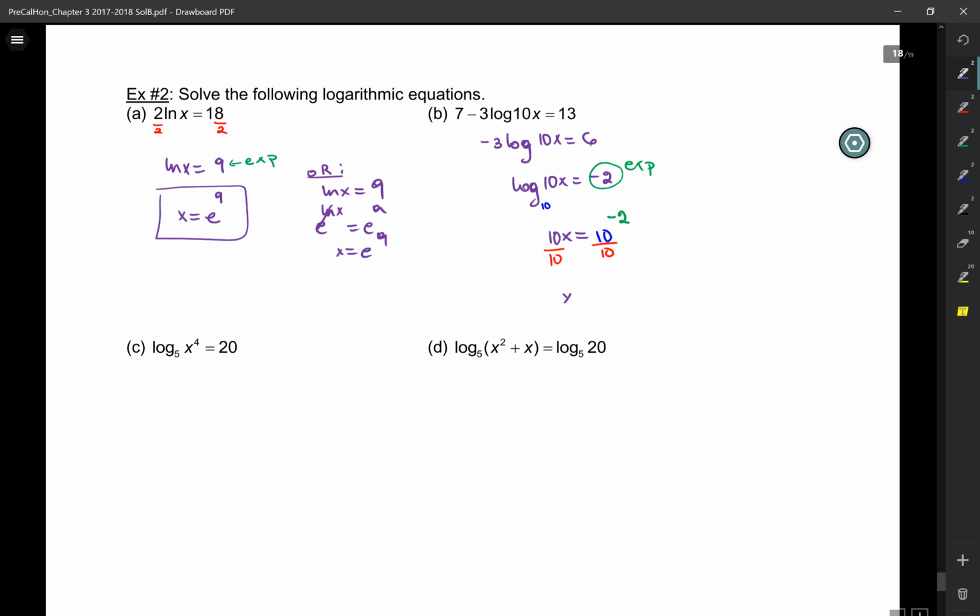So take a look here. X is 10 to the negative 2 divided by 10. It's 10 to the what? Negative 3. You subtract the exponents. Okay? So 10 to the negative 3. So this is 1 over 1,000. We don't leave negative exponents. So that's 1 over 1,000. You know I always prefer fractions.